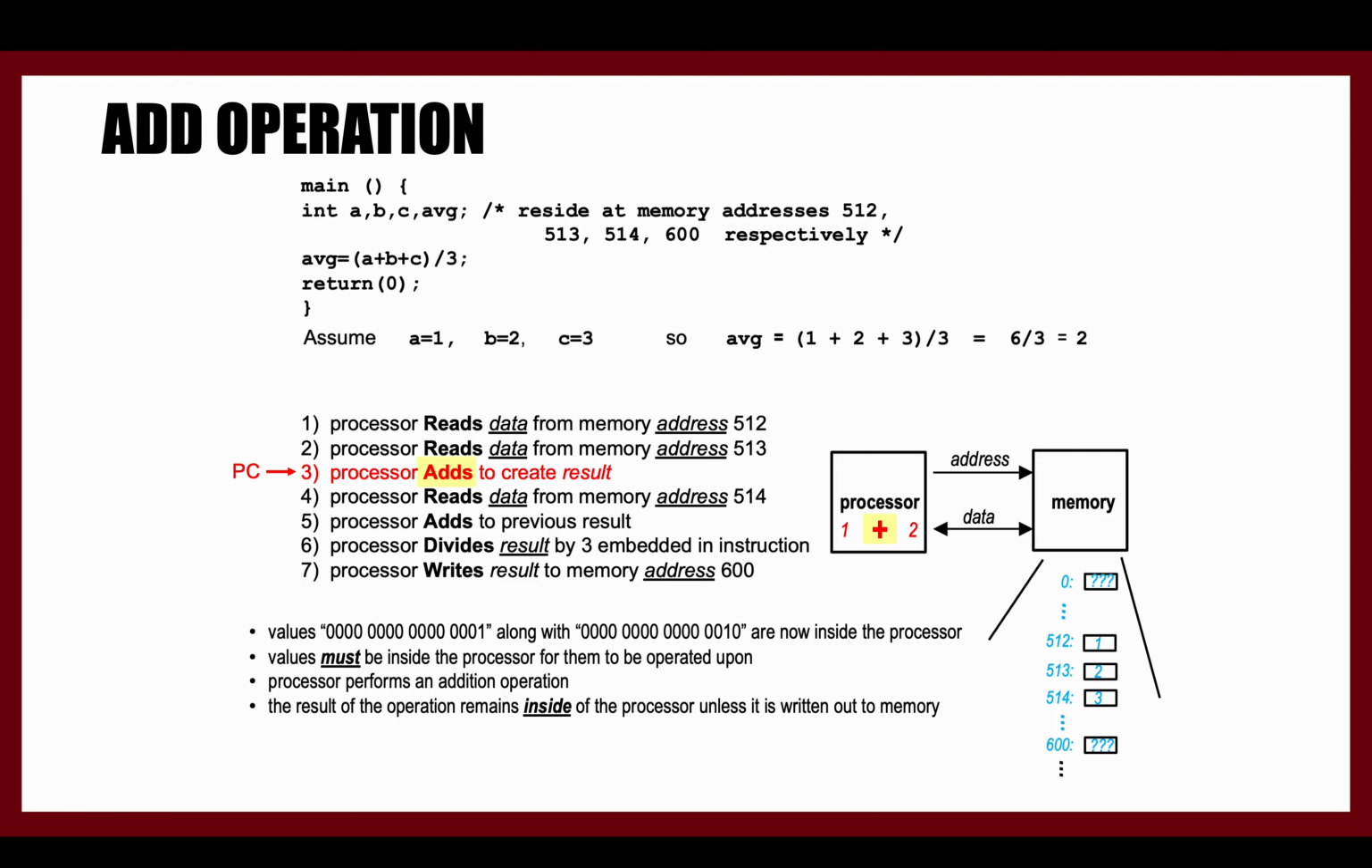Binary representation: the values 0000 for 1 and 00000000010 for 2 are now inside the processor. Operation specifics: the value must be in the processor to be operated upon. The result of the addition remains within the processor unless written out to the memory.